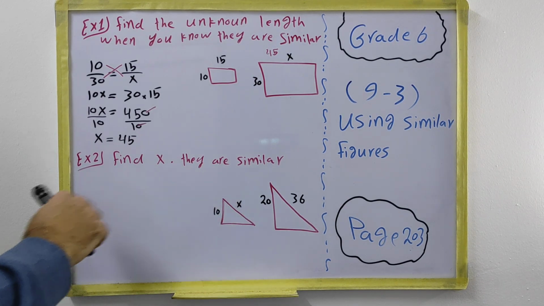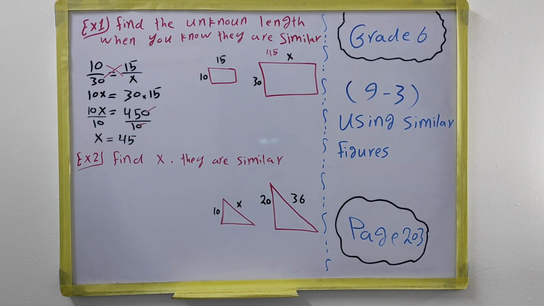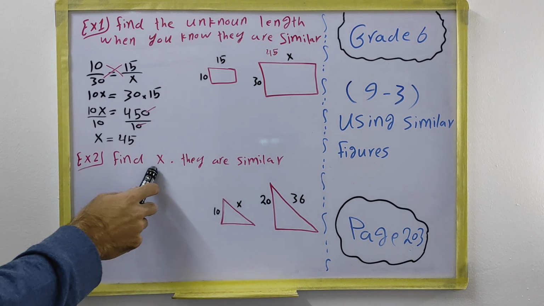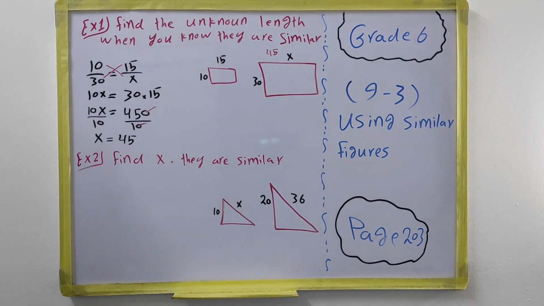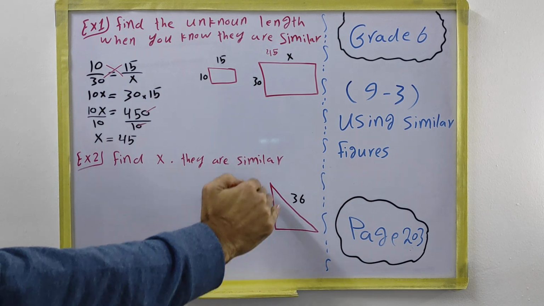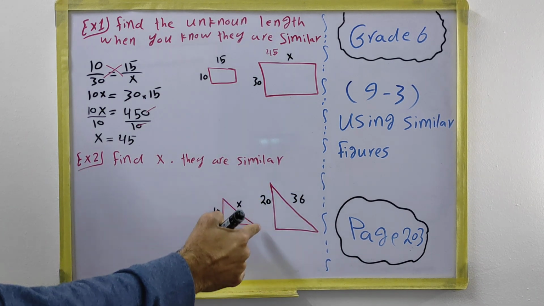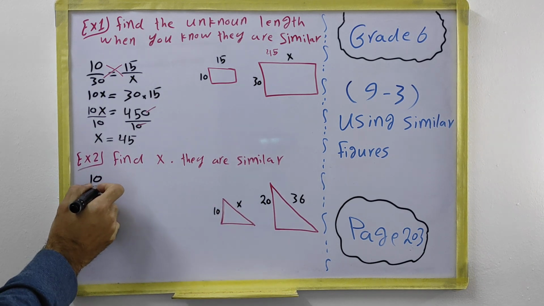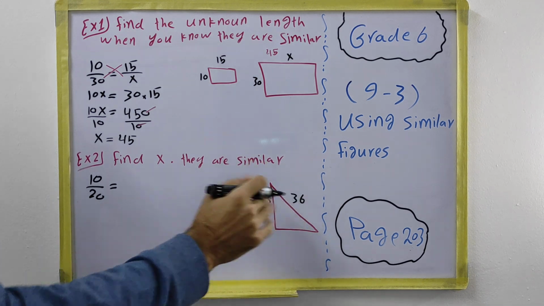Again, it's the same question: find the unknown length, find the value of x when you know that they are similar. Again, we use the same way: this side over this side must be equal to this side over the other one. 10 over 20 must be equal to x over 36.